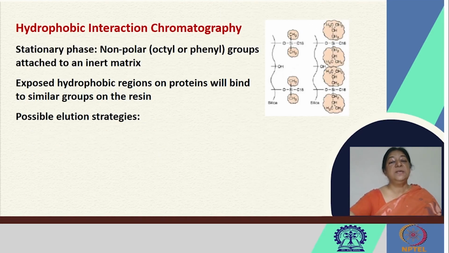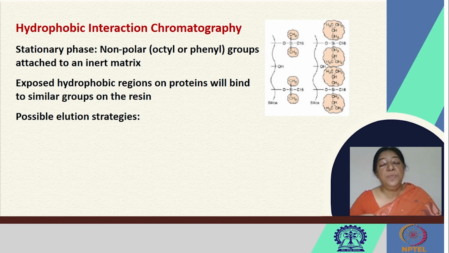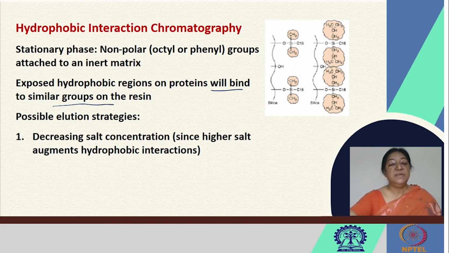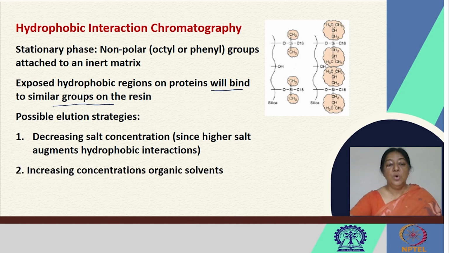We can also have a separation based upon the hydrophobic capacity of proteins. In this case, exposed hydrophobic regions of the proteins will bind to similar groups on the resin. Then, how do we remove this? We can remove this by decreasing the salt concentration, because higher salt will augment hydrophobic interactions, or we can increase the concentration of organic solvents to release our protein of interest.